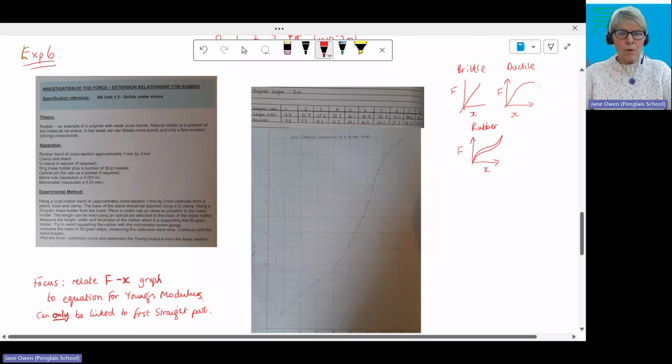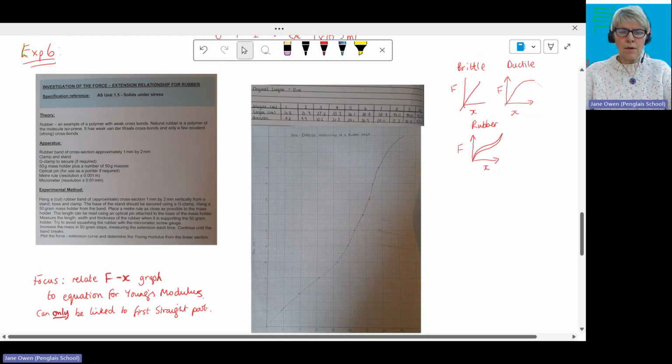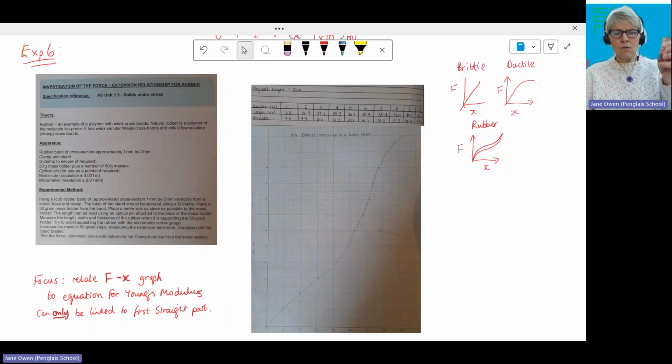So basically we can set up so that you've got a rubber band, and cut it so that you've only got one section of the rubber band, and you can hold it at the top and attach 50-gram masses to a mass holder to vary the force acting. All right. Now you'll have to convert what you add in grams to force. You know how to do that now.